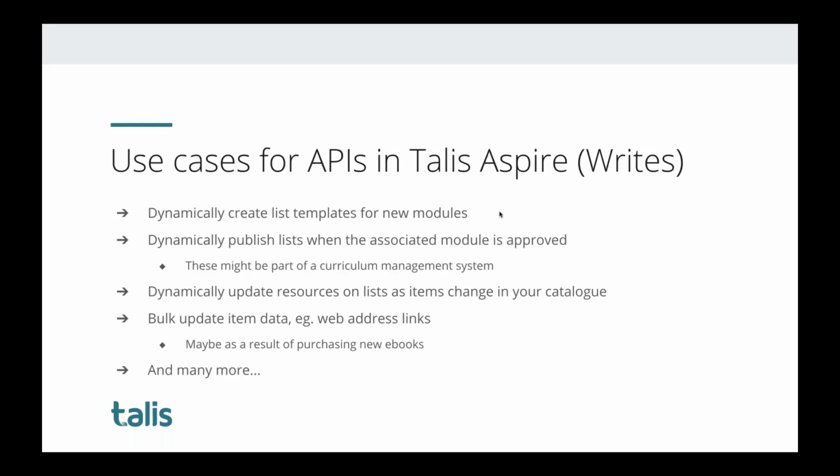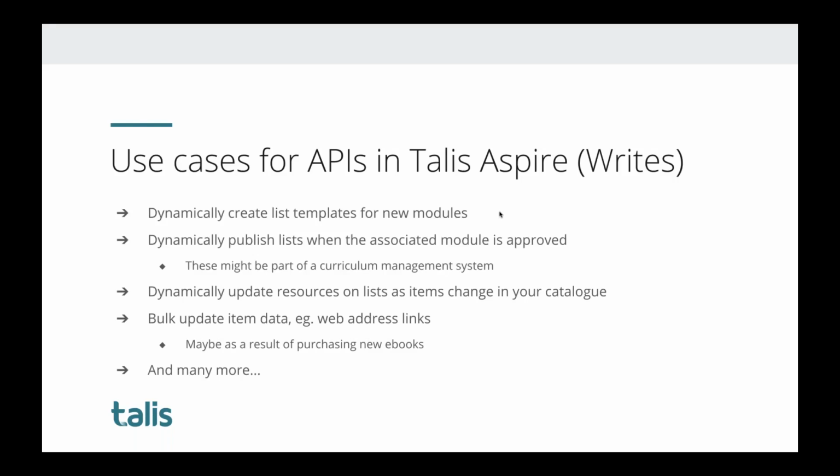Depending on how much information you have at this point, potentially you could build the entire list from scratch if you have all that information. You could dynamically publish lists when the module is approved. Perhaps you've already manually pre-created the list and you're just waiting for that moment when someone says, yes, we're good, let's have it. And then at the moment you click in your module management system that module's been approved, that list's been approved, then you ping off to Talis Aspire and say, please publish this list, we're a go.